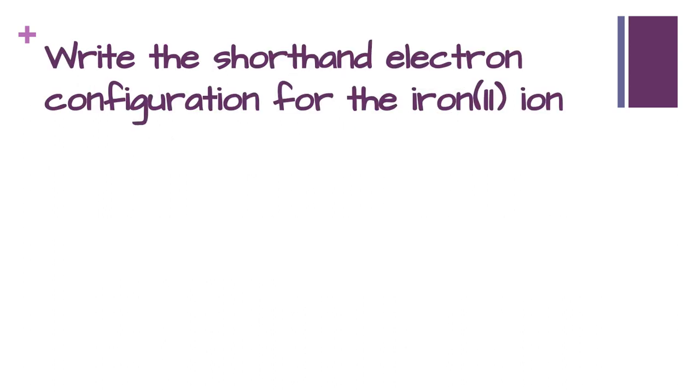Now, finally, let's take a look at writing the shorthand electron configuration for the iron 2 ion. So this is an iron 2+ ion. We'll start by writing out iron, and then we'll take electrons away. The preceding noble gas here is argon, so I'm going to put that in. And then from there, we have 4s2. And then we've got 3d, 1, 2, 3, 4, 5, 6.